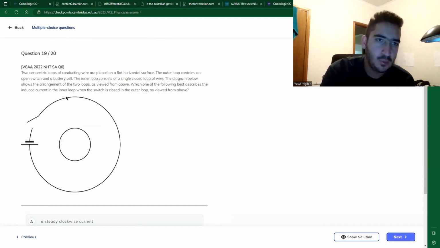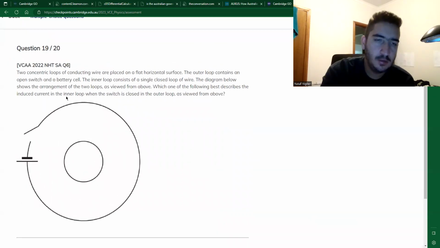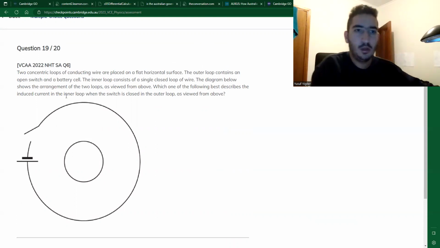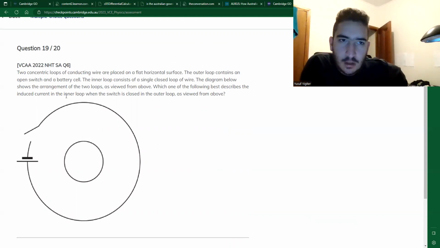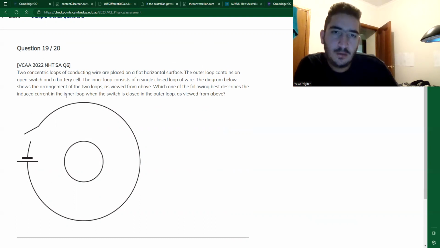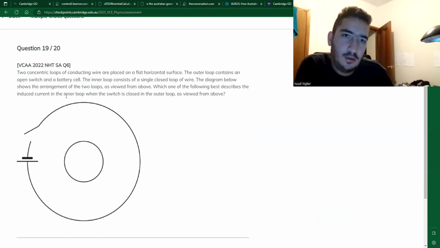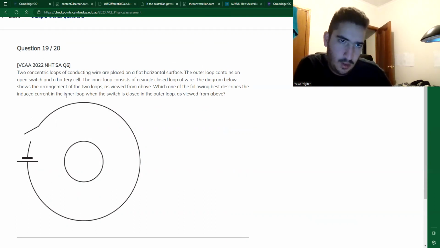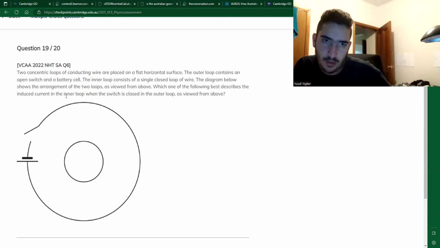Next, two concentric loops of conducting wire are placed on a flat horizontal surface. The outer loop contains an open switch and a battery cell. The inner loop consists of a single closed loop of wire. The diagram below shows the arrangement of the two loops as viewed from above. Which one of them best describes the induced current in the inner loop when the switch is closed and the outer loop is open?